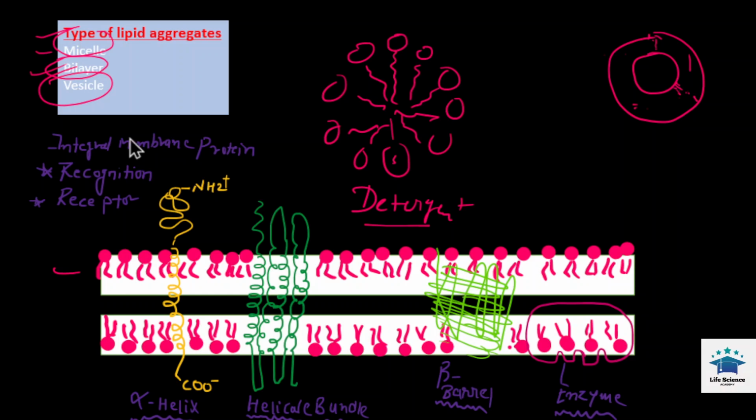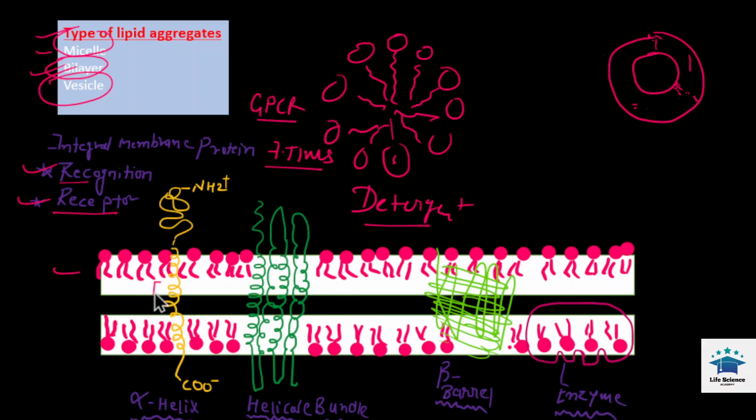So integral membrane proteins, this is the integral membrane protein, which is also called the transmembrane protein. So alpha helix is an example of an integral membrane protein, or you can say transmembrane protein. What is the work of the transmembrane protein? It works as a recognition or as a receptor. This is the helical bundle. So this is the multipass transmembrane protein. A very known example is the GPCR, which spans the lipid bilayer seven times.